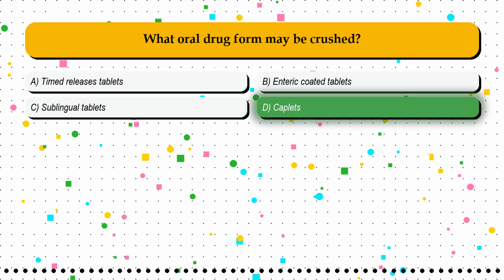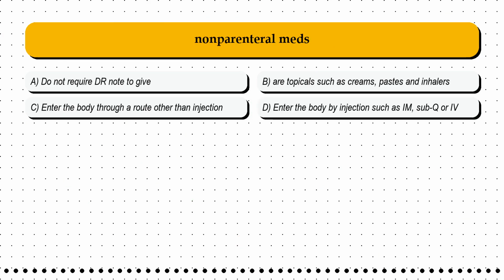The correct answer is option D, caplets. Question 236. Non-parenteral meds: Option A, do not require a doctor's note to give. Option B, are topicals such as creams, pastes, and inhalers. Option C, enter the body through a route other than injection. Option D, enter the body by injection such as IM, sub-Q or IV.